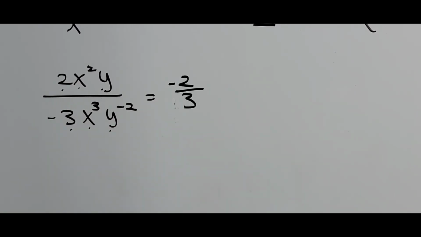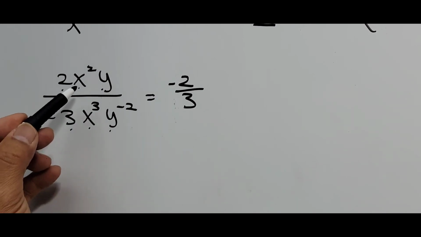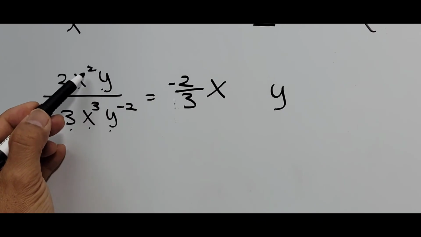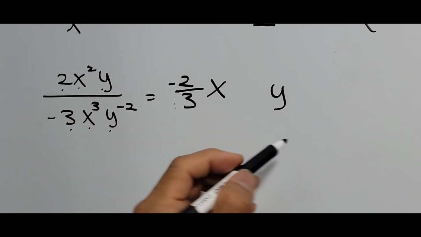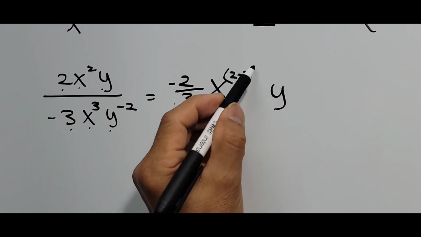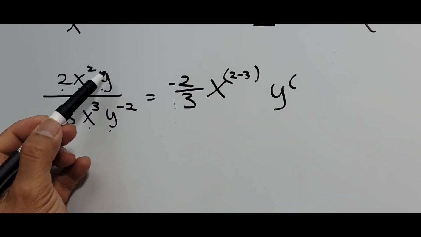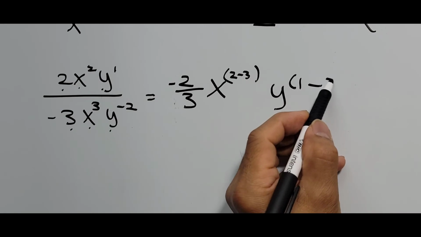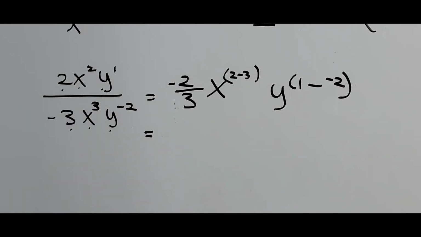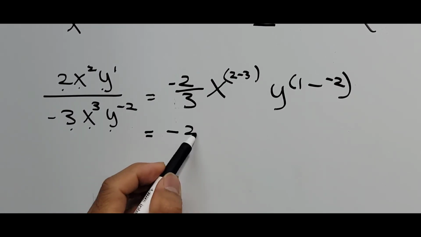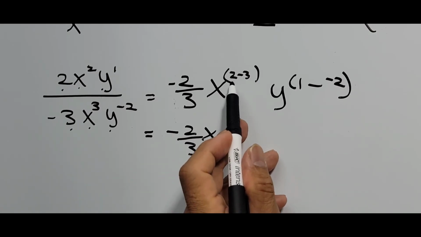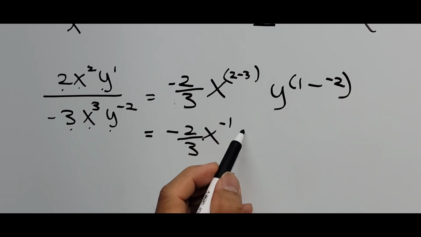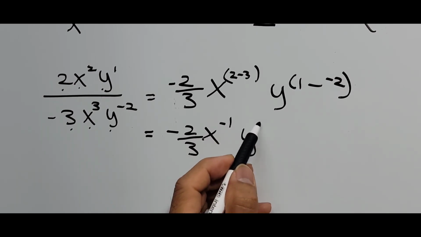That's the coefficient. And what we have here is x and y. So let's write it this way. For x, that's the base, and we subtract the exponents: 2 minus 3. And y is the same as y to the first power, so that's 1 minus negative 2. So what's our answer? It is negative 2/3, then x to the 2 minus 3, that's negative 1, and y to the 1 minus negative 2. Minus minus becomes plus, so that's 3.